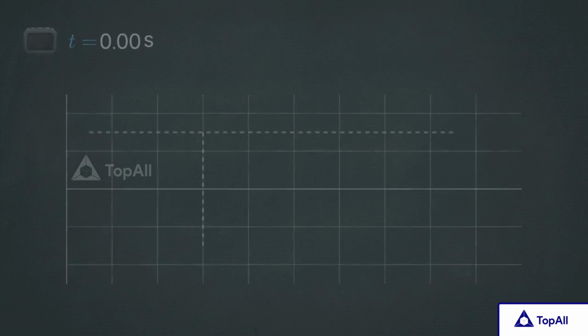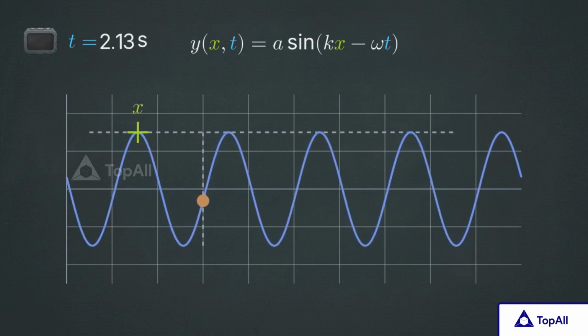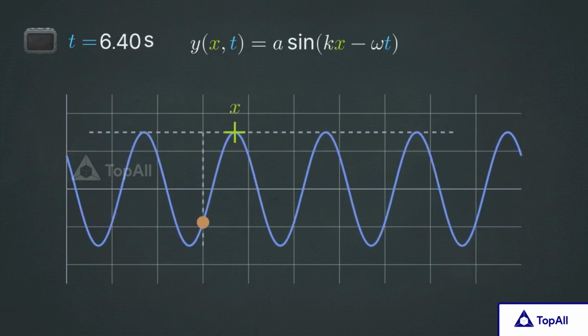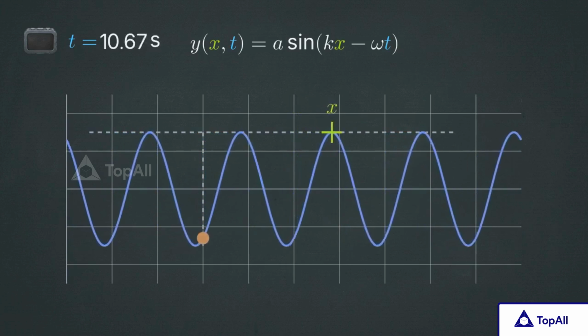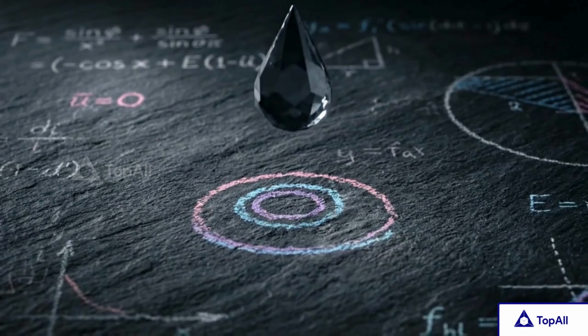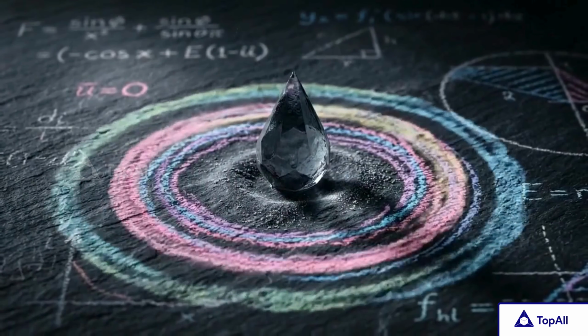The phase operates as a coordinate system. It links a physical position, x, to a specific moment in time, t. As time increases, position x must also increase to keep the phase constant. This causes the physical wave pattern to shift right. There is one final variable in the bracket, the symbol phi. Phi is the initial phase angle. It determines the wave's starting position at the exact moment the clock begins at 0.